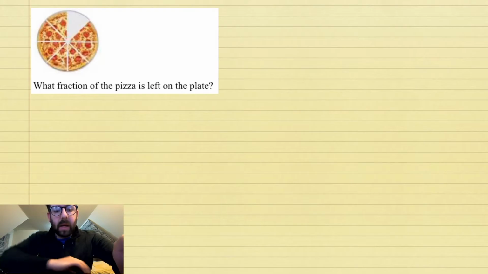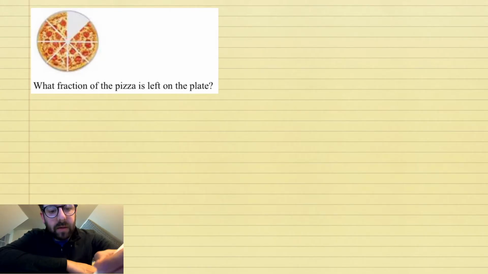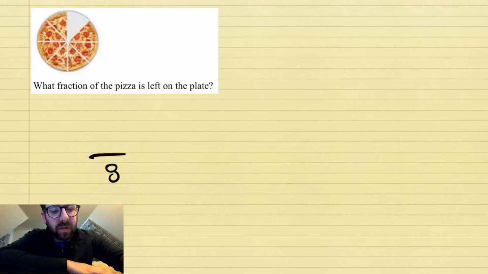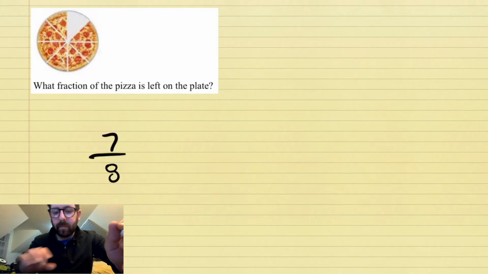That's problem number 5. What fraction of the pizza is left? So total pieces, it looks like there's 8 pieces that could fit on this pizza pan, and it looks like there's 7 that are left. 7 out of 8 are left. 1 was eaten. 1 out of 8.